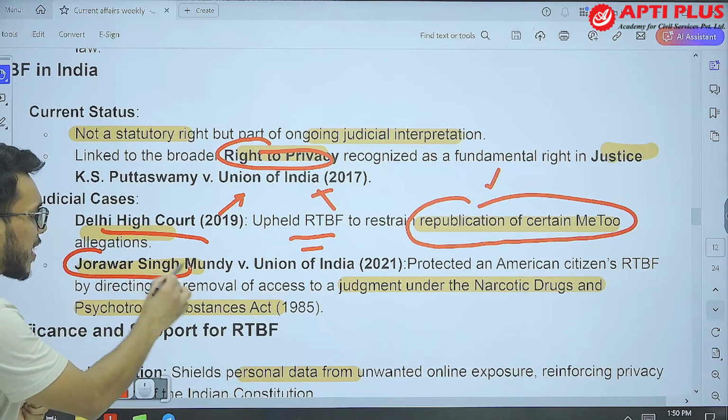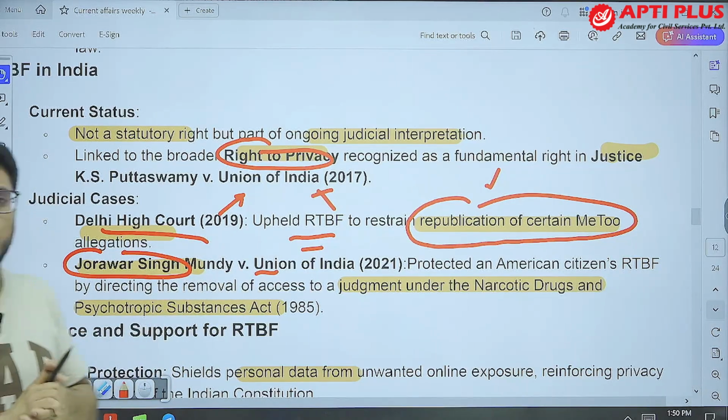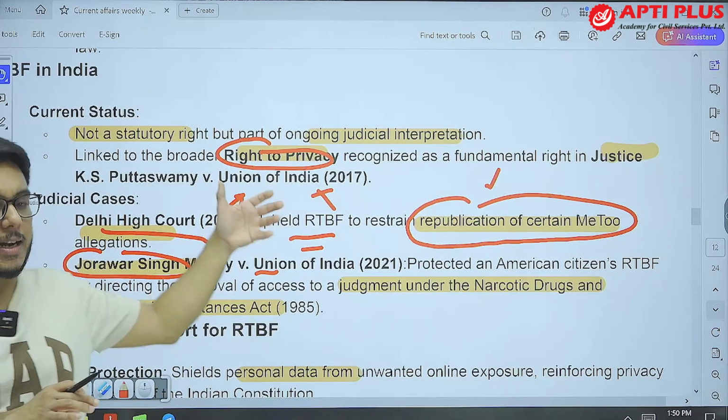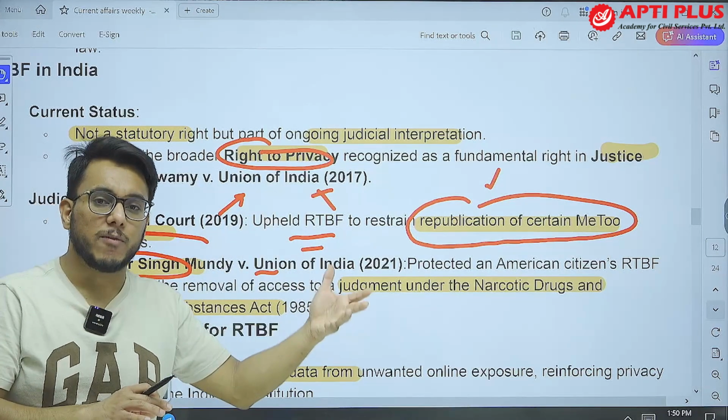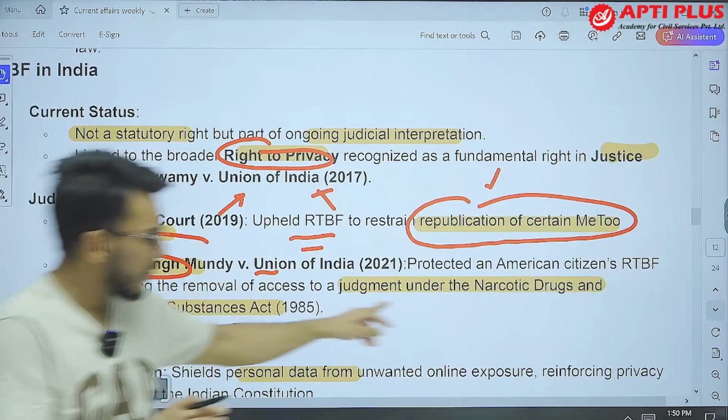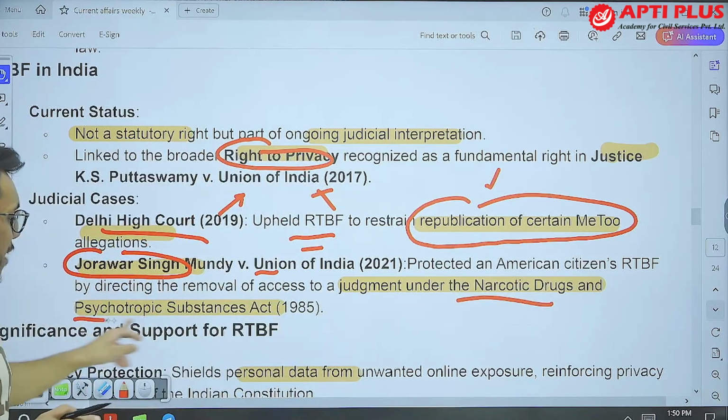Also, there is one more judgment, the Jorawar Singh Mundy versus Union of India case. In this particular case, what happened? This case concerned an American citizen and the right to be forgotten was given. So, the judgment was passed in the context of the Narcotic Drugs and Psychotropic Substances Act.